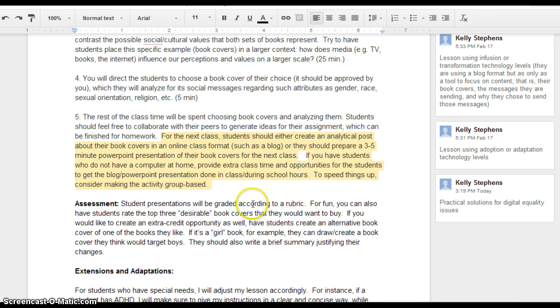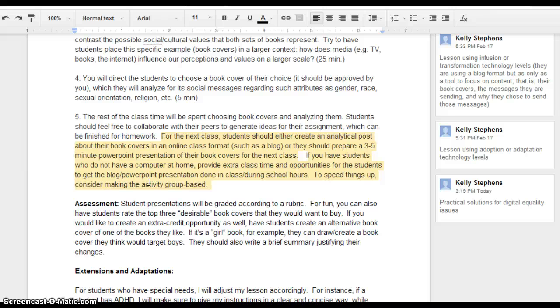If you have students who don't have a computer at home, try to provide extra class time and opportunities for the students to make a blog. If you're doing a PowerPoint presentation, which is the other option, instead of doing a blog post, have them do maybe a short handwritten or typed up assignment, and then the main thing would be doing a 3 to 5 minute presentation for the class.